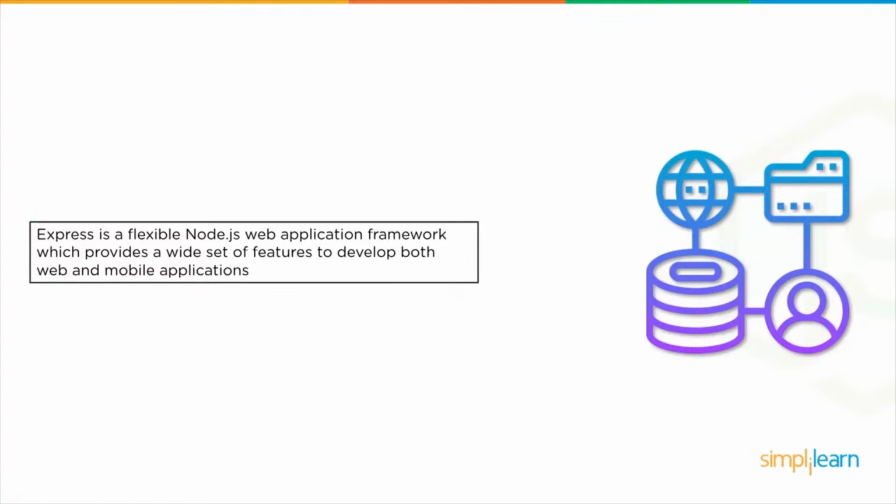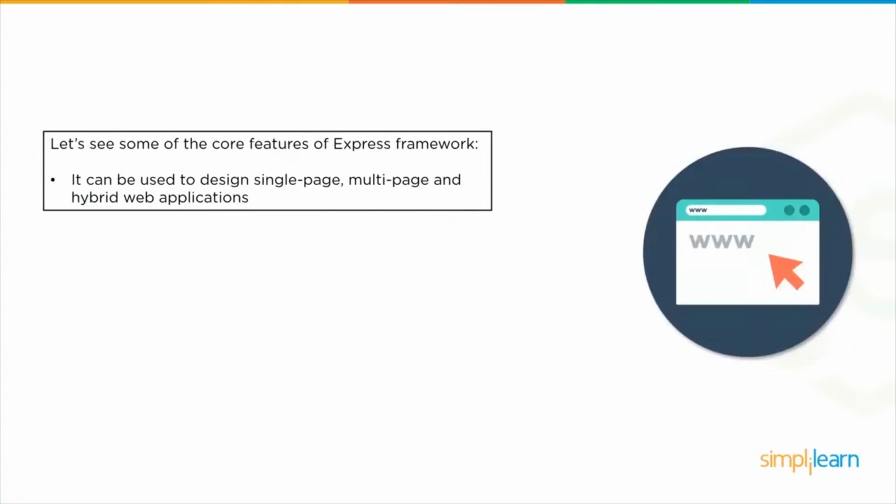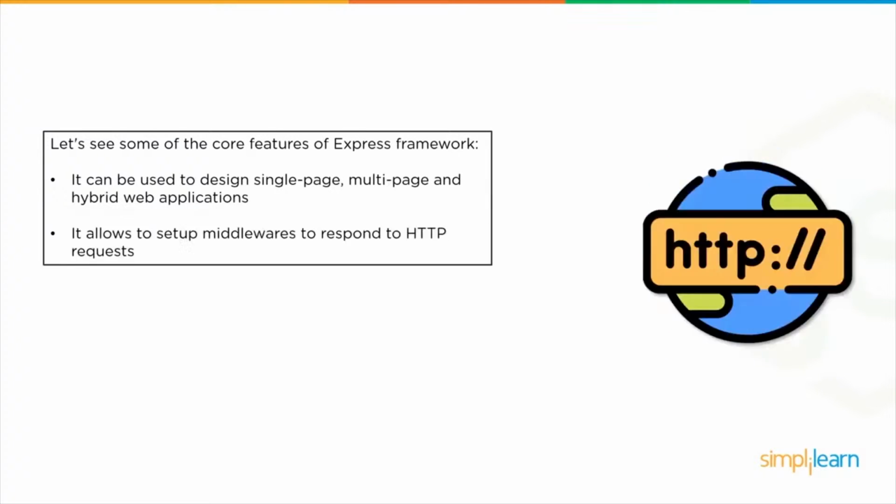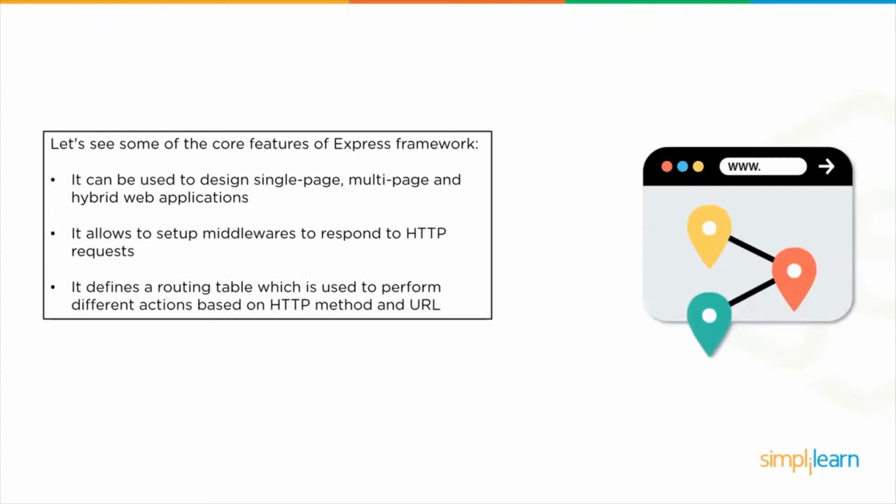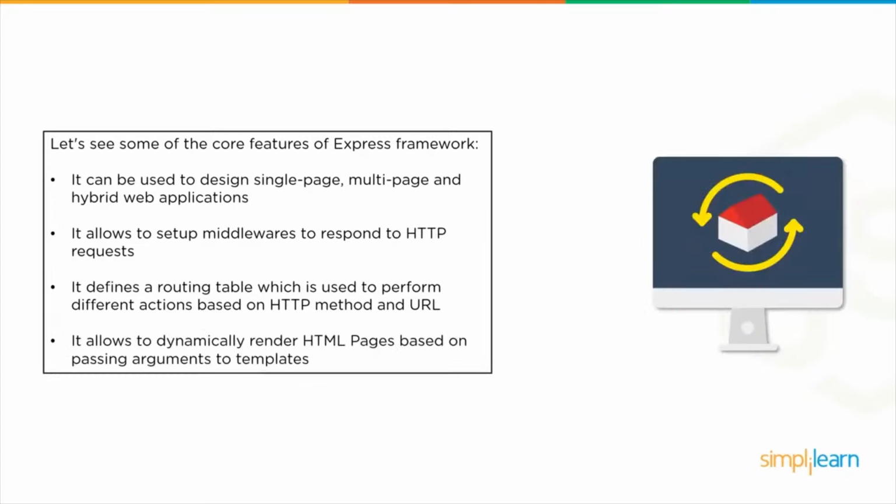Now let's have a quick look at some of the core features of Express framework. It is used to design single-page, multi-page, and hybrid web applications. It allows the setting up of middleware to respond to HTTP requests. It defines a routing table that is used to perform different actions based on the HTTP method and URL. It also allows dynamic rendering of HTML pages based on passing arguments to templates.